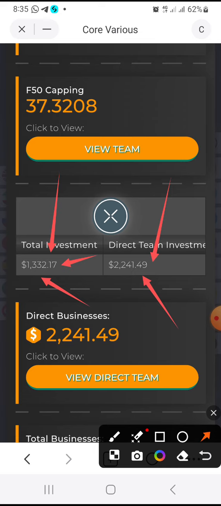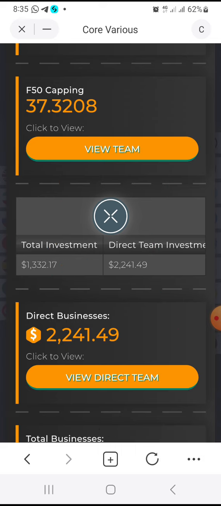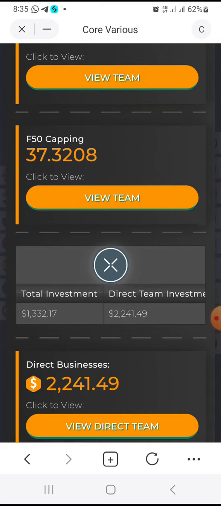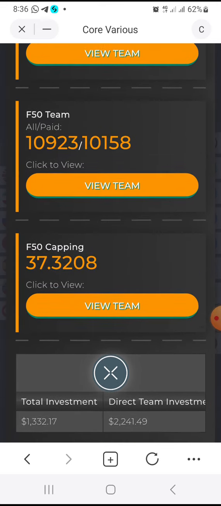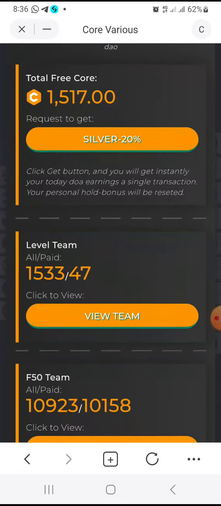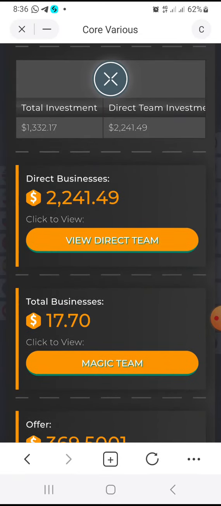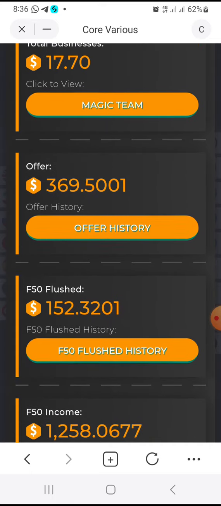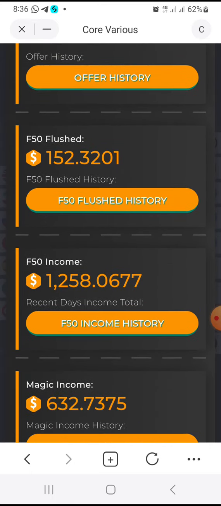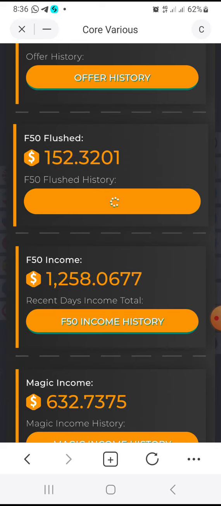Whilst your F50 team is building, when it gets to that level, it's going to pay. It will pay fully, okay? Look at this. Even whilst it's not paying fully because I haven't built the direct team volume, you can see from here that the system is still flashing some money. The system is flashing money because look at my F50 flash. And I know fully it's the network issue, but let me check. Look at my F50 flash, okay?